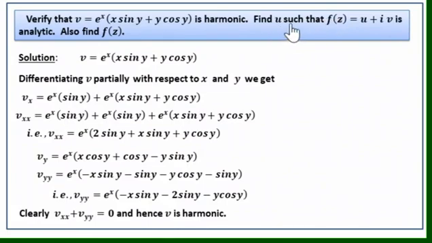Here we need to find u, the real part, such that the function is analytic. So we are going to use the Milne-Thomson method. First we write the formula for f dash of z. What is f dash of z? F dash of z is ux plus i vx. But here we don't have ux, we have only vx. So what is ux? Because the function is analytic, we replace ux by vy. By the CR equation we have ux equal to vy.